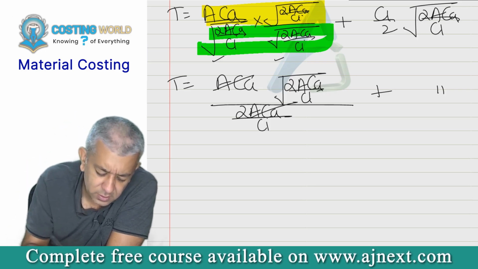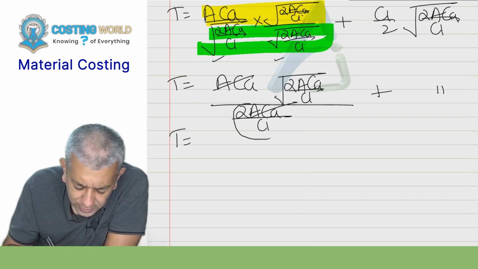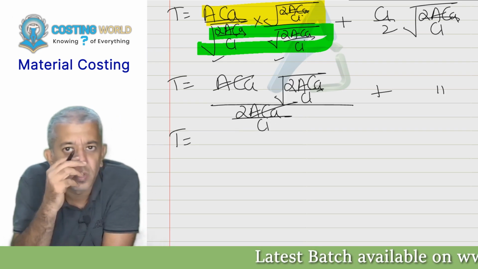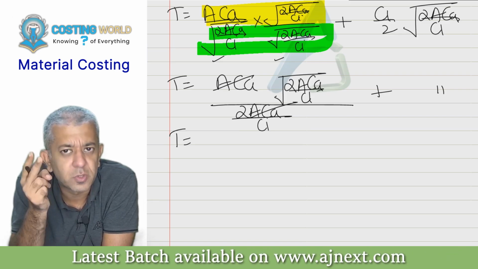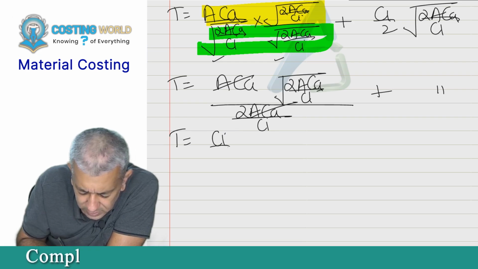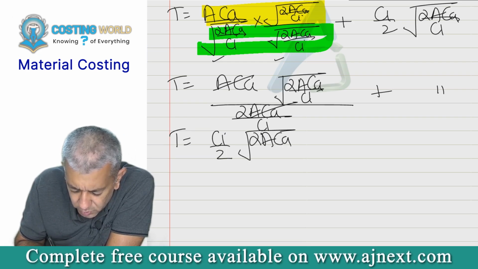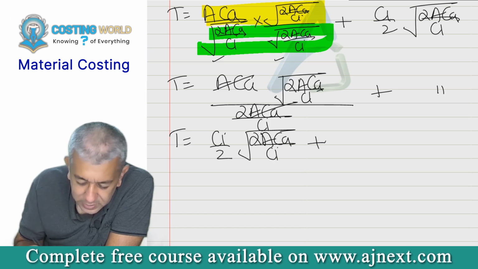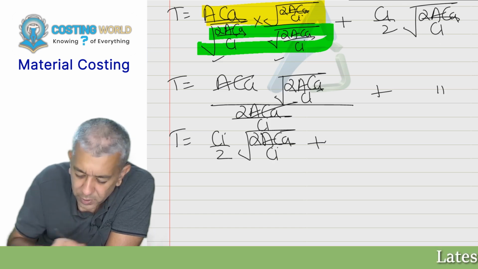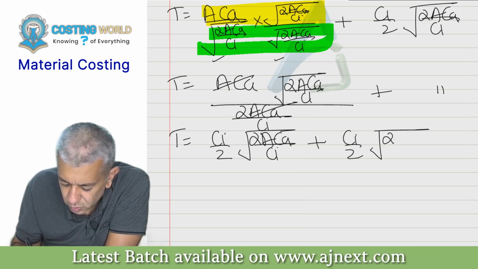What will get cancelled in the first term? ACA will get cancelled. So T is equal to, can you say, the denominator, when it will go in the numerator, it will become inverse, no? Yes, sir. So therefore the first term will become CI upon 2 into square root of 2ACA upon CI, plus this term I am copying only, beta, CI upon 2 square root of 2ACA upon CI.